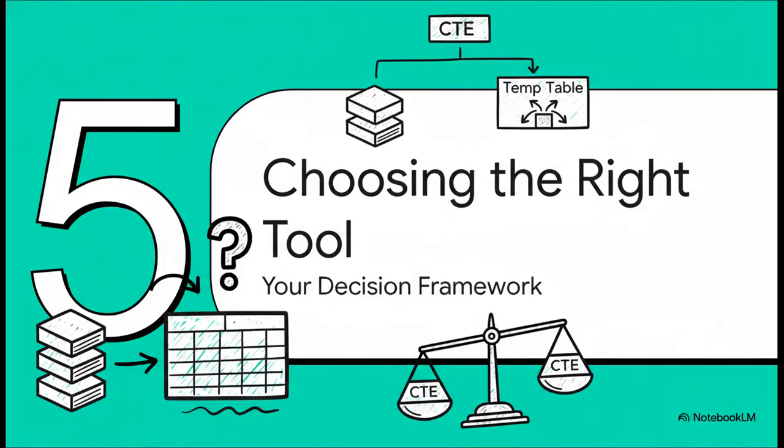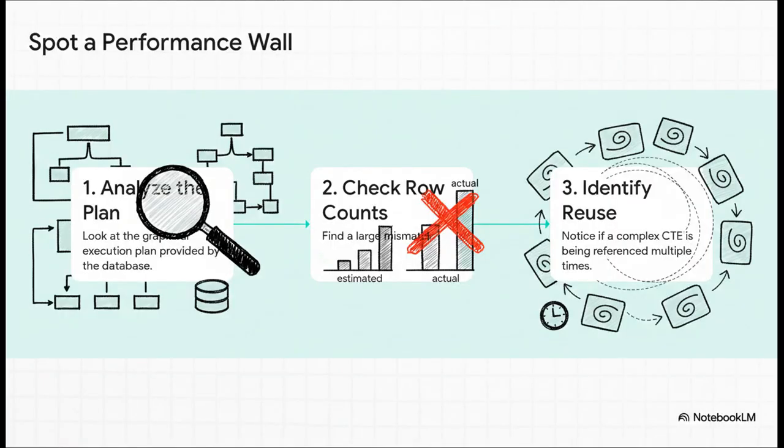So after seeing all of this, how do you actually make the right choice in your own work? Let's build a really simple framework to help you decide when to stick with a CTE and when it's time to pull out the heavy machinery and switch to a temp table. Here is your 3-step diagnostic for when your query hits that performance wall. Step 1, analyze the execution plan. Pop it open and actually look at it.